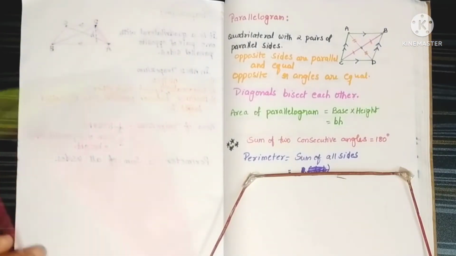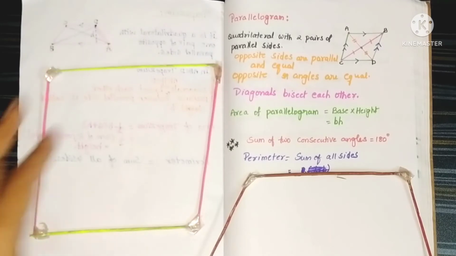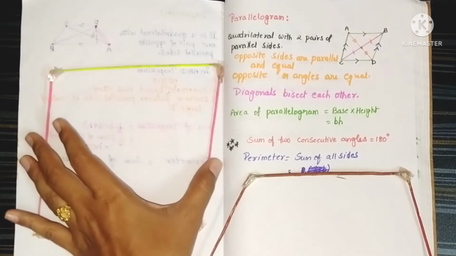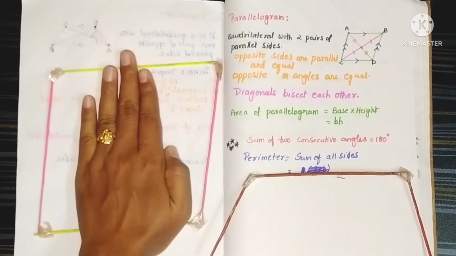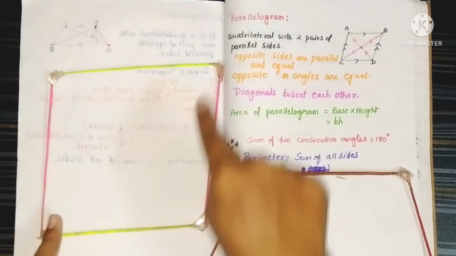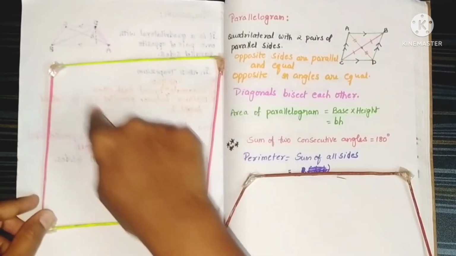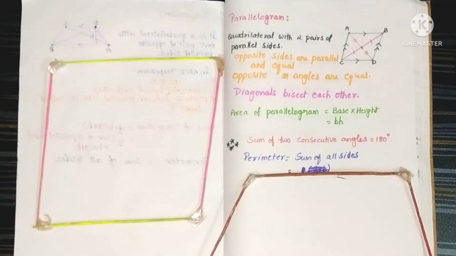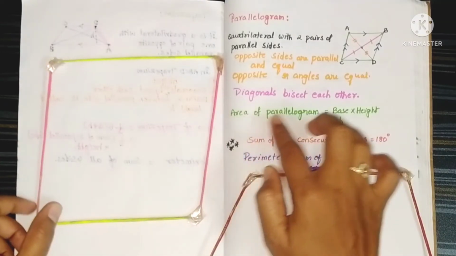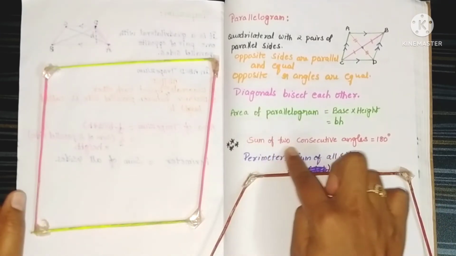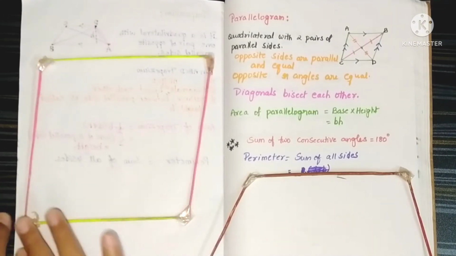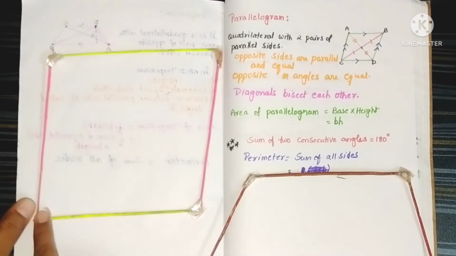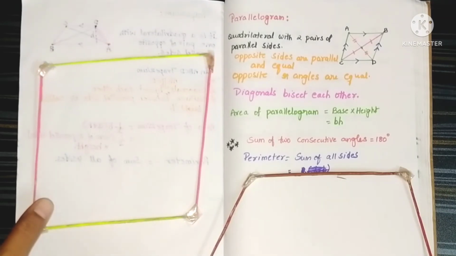So what is a parallelogram? A parallelogram is a quadrilateral with two pairs of opposite parallel sides. Okay, and coming to the properties, opposite sides are parallel and equal, opposite angles are equal, and diagonals bisect each other. That is simply about the parallelogram. Coming to the next, another important one: the sum of two consecutive angles is 180. So this angle and this angle are consecutive. So the sum of any two consecutive angles is 180 here.